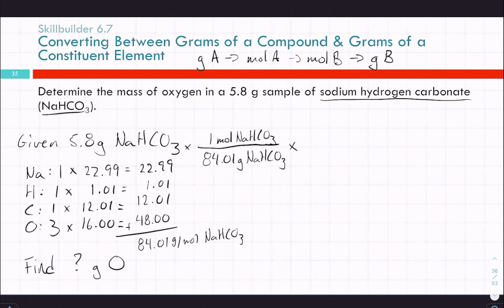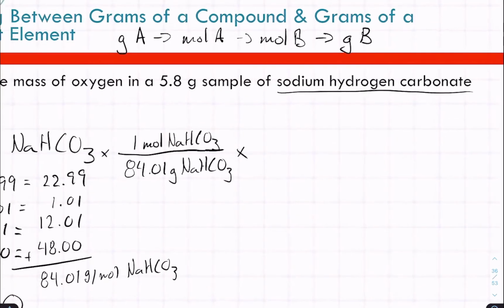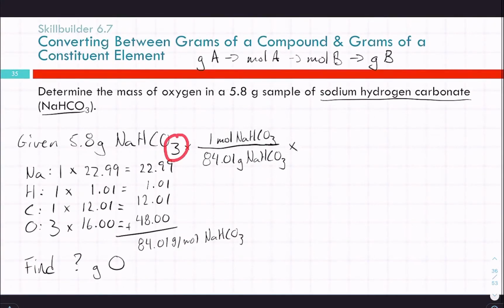So what would our next step be to go from moles of this to moles of that? What's the ratio of oxygen atoms to sodium hydrogen carbonate molecules? 3 to 1. Right, so it's just the number of oxygen atoms here. So there's 3 oxygen atoms in every sodium hydrogen carbonate.